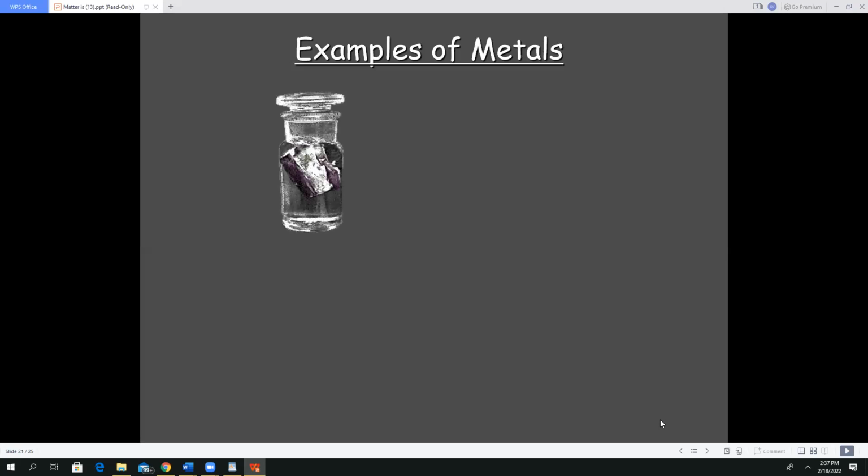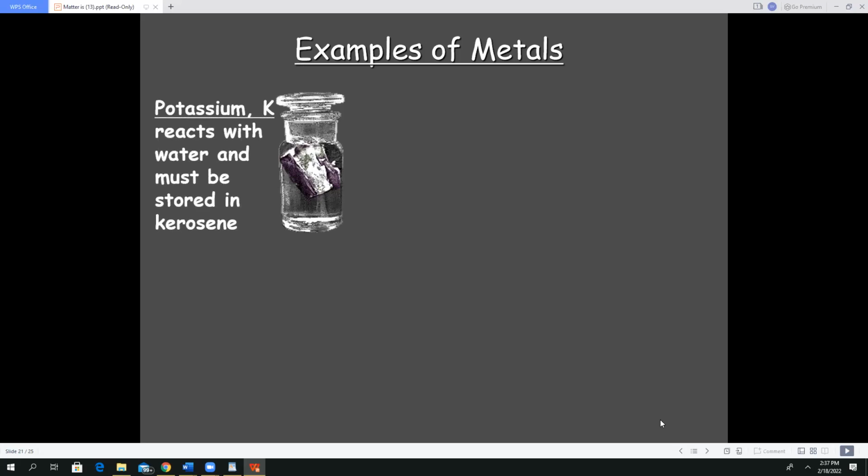Examples of metals, you have this beautiful thing here called potassium. Potassium is very reactive with water, so you cannot just leave it out. If you do, you're going to have an explosion because the water in the atmosphere is going to react with it and make it have a very violent reaction. And a violent reaction in a short amount of time causes an explosion. So what they do is they store it in something that is not going to do that, like kerosene. They also have mineral oil and things like that that you can store it in, but they coat it.